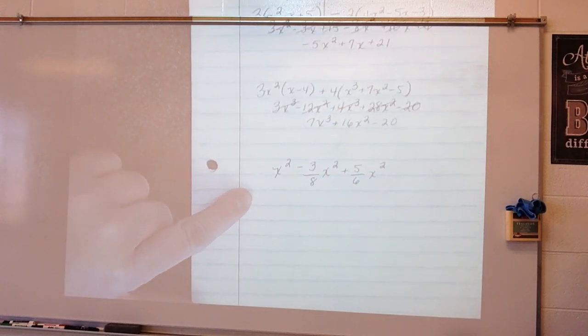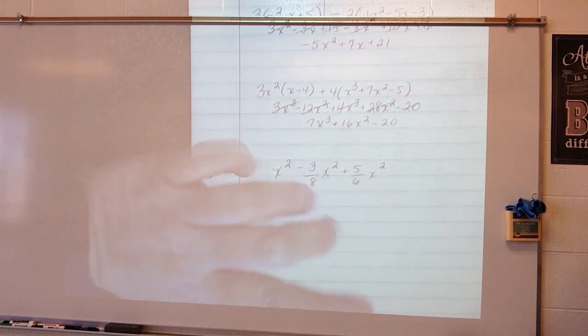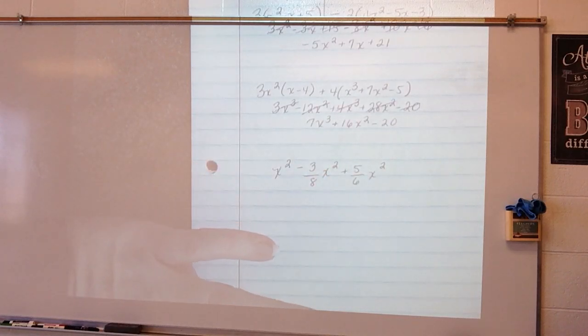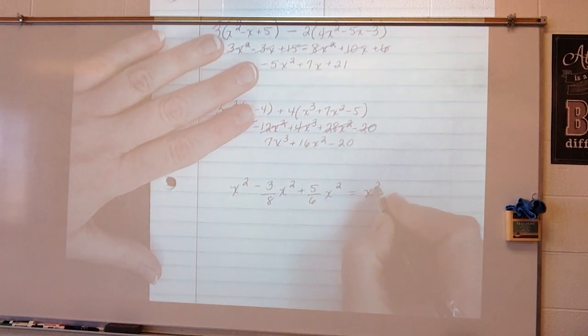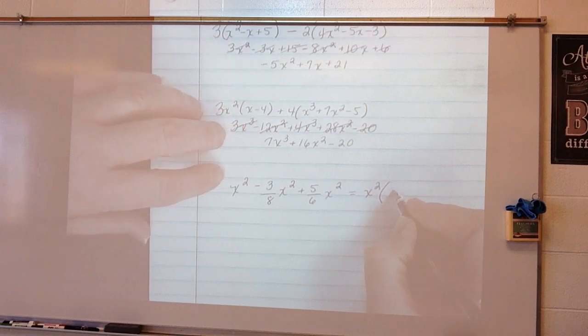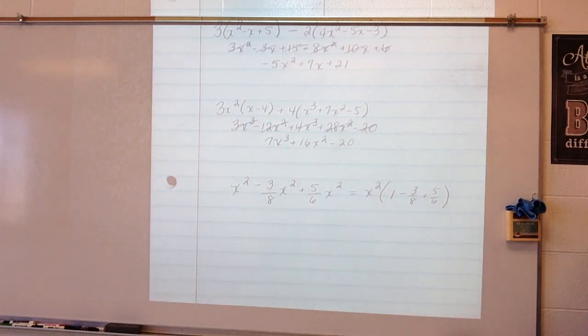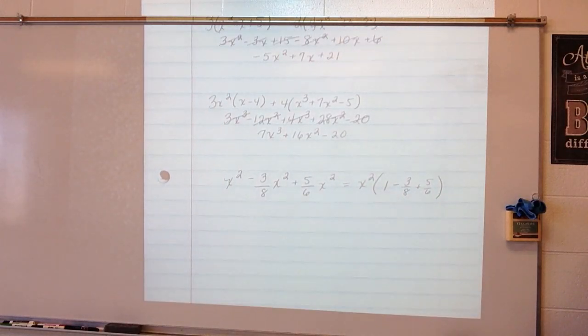Notice they all have x squared, which is fine, absolutely fine. I can rewrite this. I can pull that x squared out, and that gives me 1 minus 3/8 plus 5/6. And that shows me what I need to deal with inside of my parentheses.